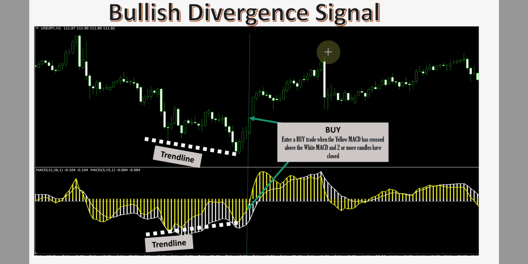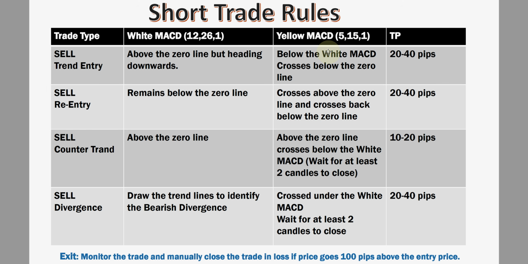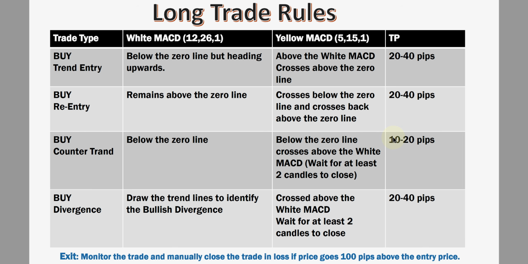Okay, now I know there are so many rules that we have talked about, so to make life easy for everybody, here is the table of the rules. These are all the sell trade rules. Take profit for all of them is 20 to 40 pips. I would say 40 pips, except for the counter trend strategy, the counter trend signal, for which I only recommend 10 pips. And the same thing applies to the long trade rules.